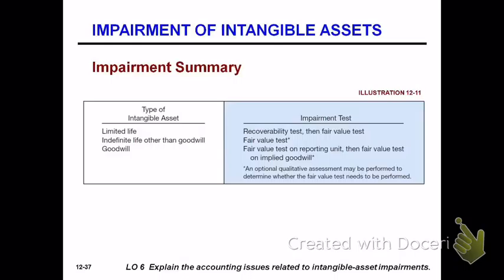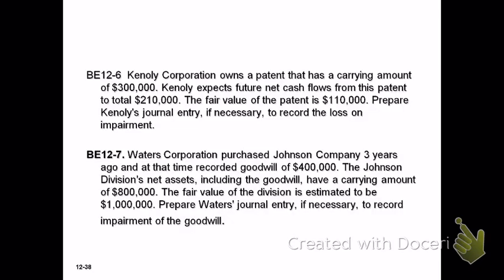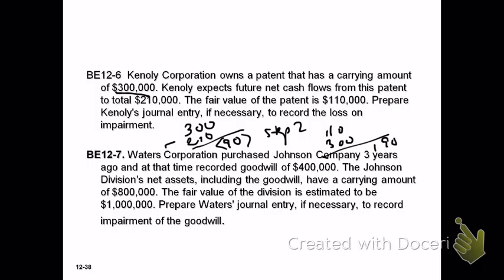This is just the summary of the type of intangible and the impairment test that you use. Here's some examples. So Kennedy Corporation owns a patent with carrying amount of $300,000. The expected future cash flows are $210,000. So step 1, recoverability, we fail. We have to go on to step 2. Step 2, we're comparing the fair market value to the carrying value, and we see that we need to impair this by $190,000.